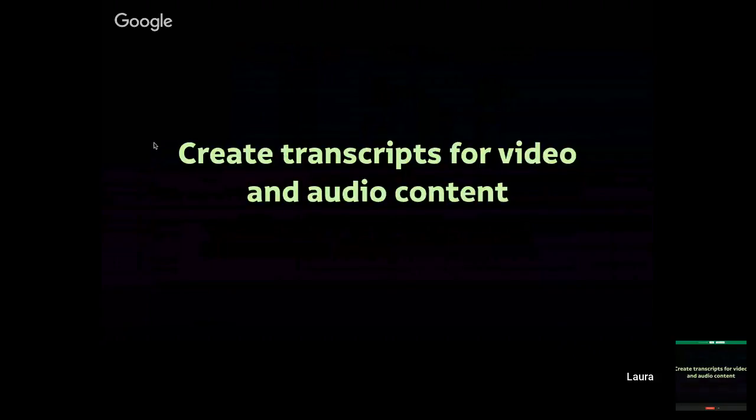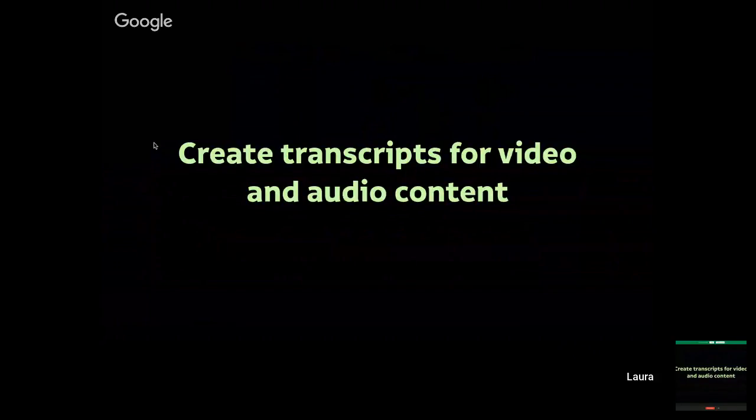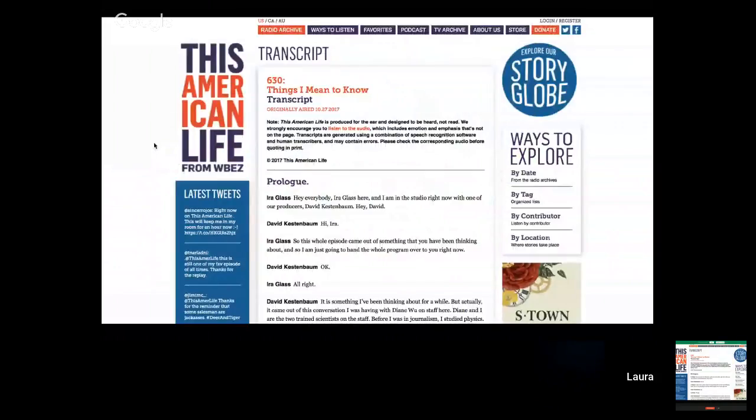Transcripts. So we should be creating transcripts of video and audio content. Here is a transcript from the This American Life podcast, which is an audio podcast, and it can be a nice way of being able to read that as an alternative. Although you can see, if you look very closely, it actually says here, transcripts are generated using a combination of speech recognition software and human transcribers and may contain errors. Please check the corresponding audio before quoting in print. So it's not aimed at accessibility, it's aimed as a kind of backup to help people find it more easily.